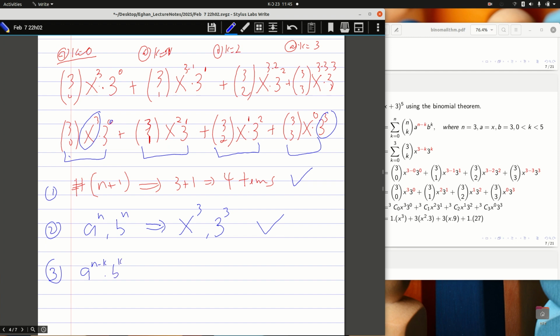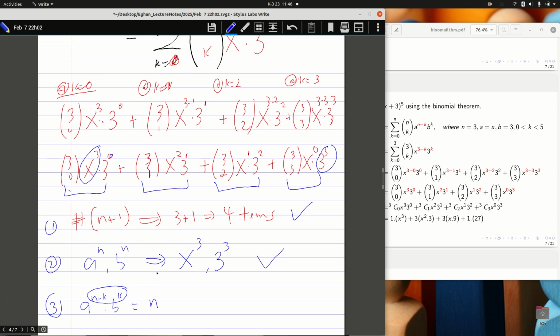The property 3 says that when I add these indexes, I should get n. So let's verify that. If I want to verify it, you realize that this and this gives me 3. This plus this is 3. This plus this is 3, and this plus this is 3. And so this is also satisfied.